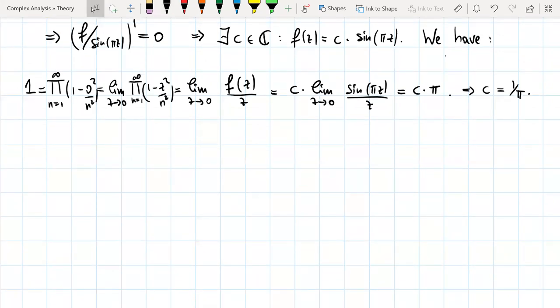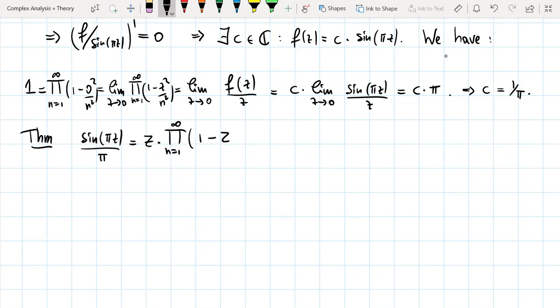Okay, so very, very good. So we proved the following theorem, namely that sine of pi z over pi is z times the product for n going from one to infinity of one minus z squared over n squared. Okay, so this we just proved. And if you use this theorem, you get a very nice formula for the number pi, and this is called Wallis formula, from the guy who discovered it.